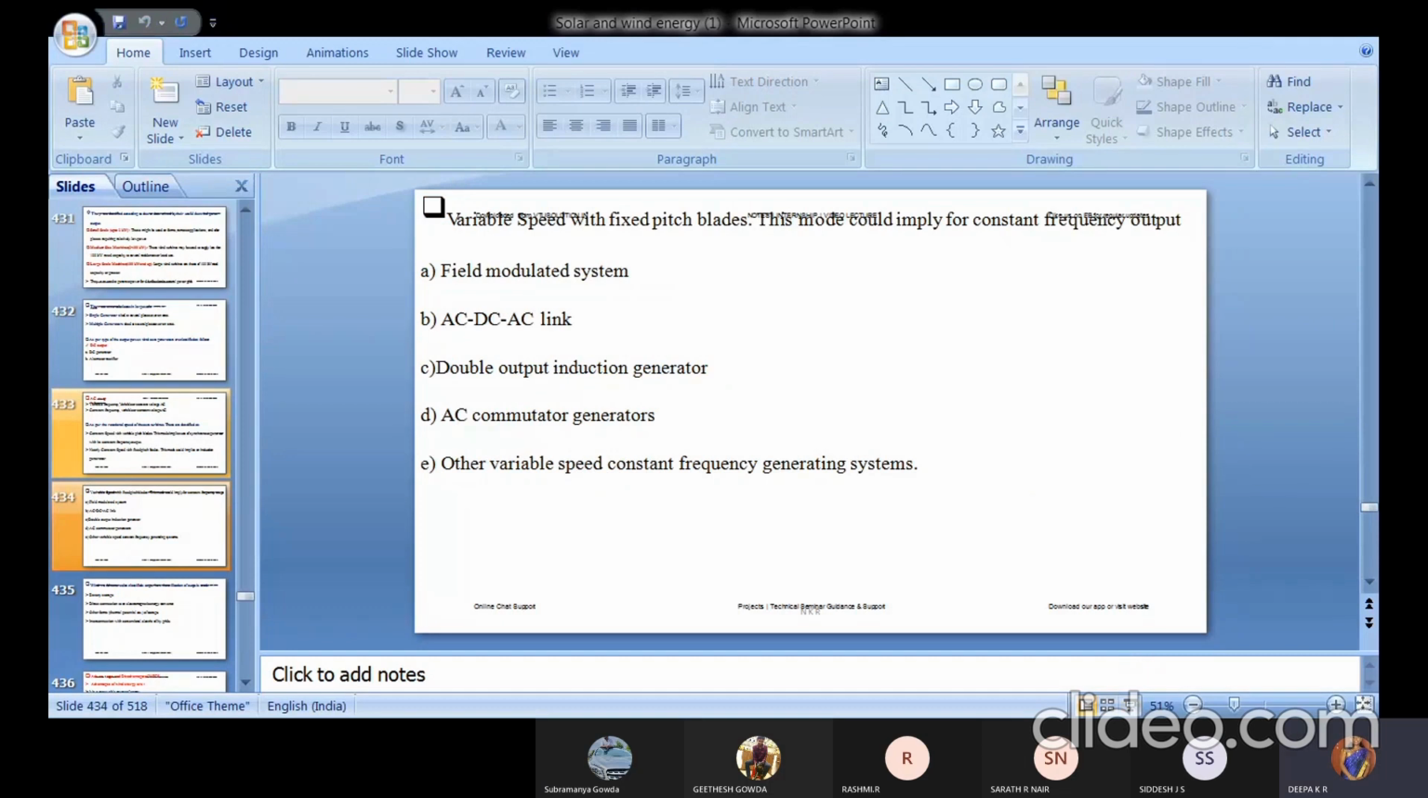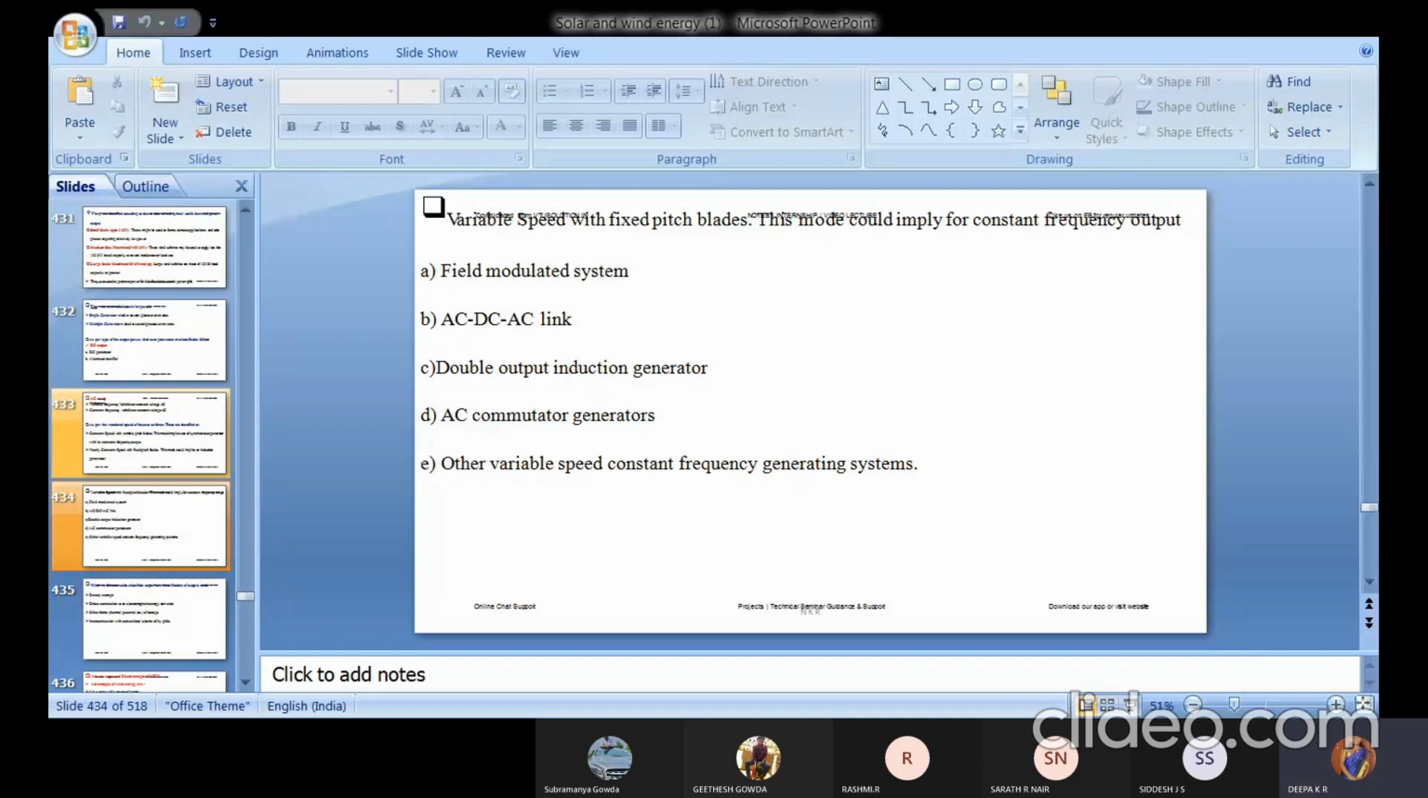So next is variable speed with fixed blade. This mode could imply a constant frequency output system. See, in the last case, AC output, we specified constant frequency and variable frequency. Then we can intercouple these two, fixed wave frequency and AC output. So what are all the modes that can be operated using a constant frequency?